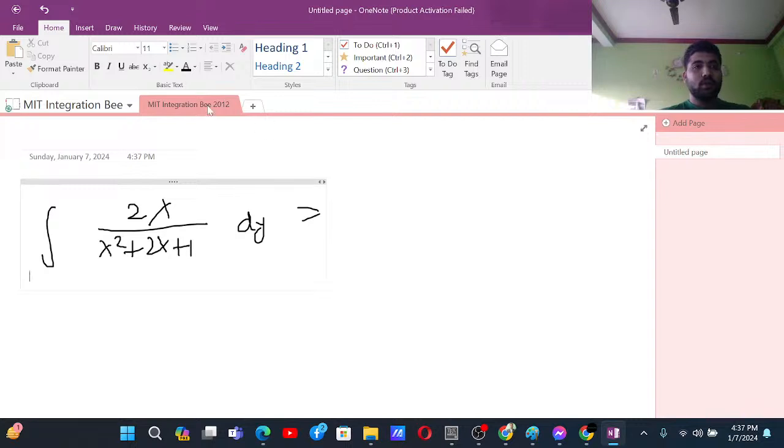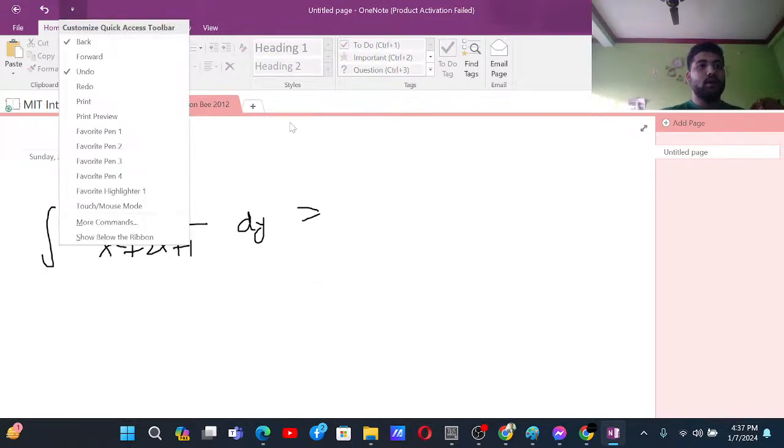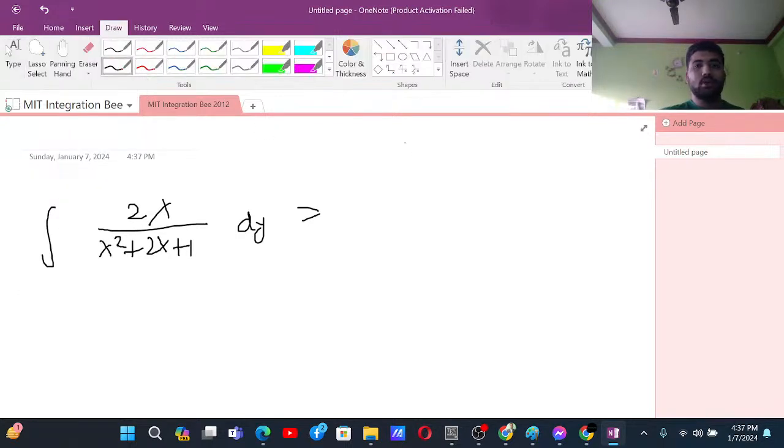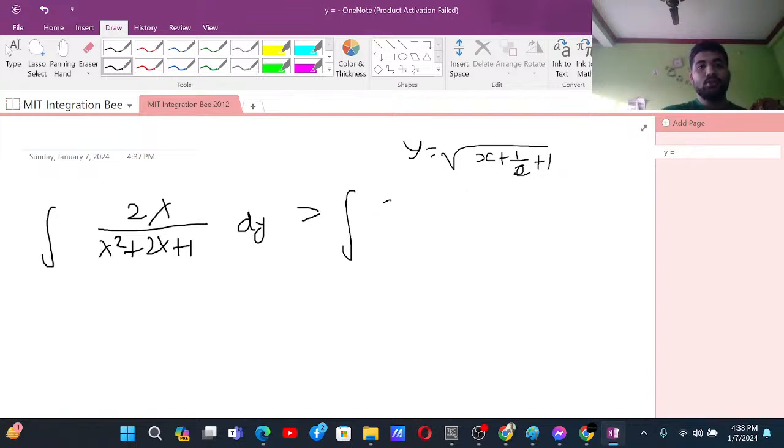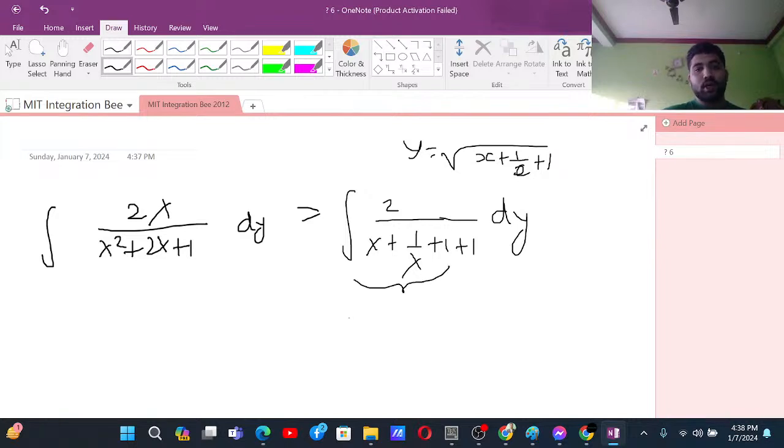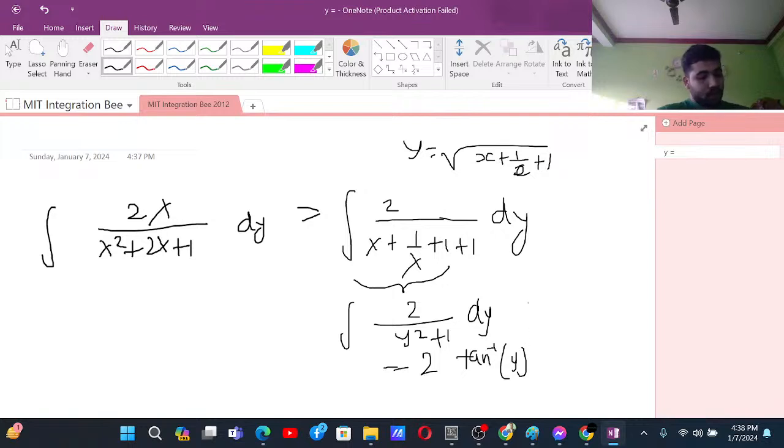Okay, now fine. Now we had this, and the thing that we let was y equals root under x plus 1 by x plus 1. So this was what we let. Now this is 2 by x plus 1 by x plus 1 plus 1 dy. Now this thing over here is just y square. So we have 2 by y square plus 1 dy. So that's just 2 tan inverse y.